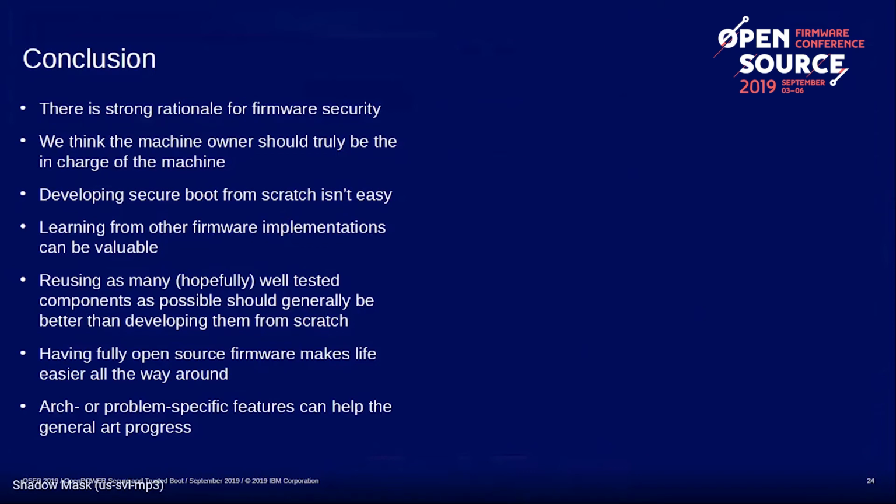And having well-tested components hopefully helps us along the way. And we've tried to learn from other open source firmware projects and from other secure boot, trusted boot experiences on other architectures. Having fully open source firmware makes life really easy because you can go talk about this stuff, and you as users of the systems can go audit that firmware and see exactly what's running in your systems. So that's pretty cool. And hopefully solving these Arch-specific problems can help the whole ART advance.